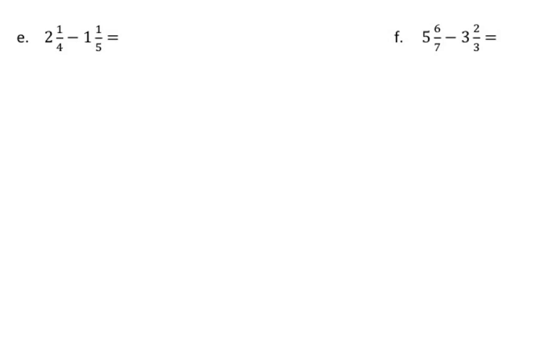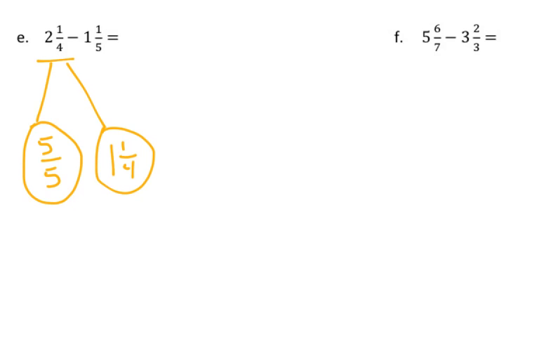So the first way we're going to do this is by creating a number bond, and in this case I could take 2 1/4 right here, and when I decompose that, I can make 5/5 and 1/4. And I picked 5/5 because if you look at what I'm subtracting, I have a denominator of 1/5. So now I have a problem I can solve here.